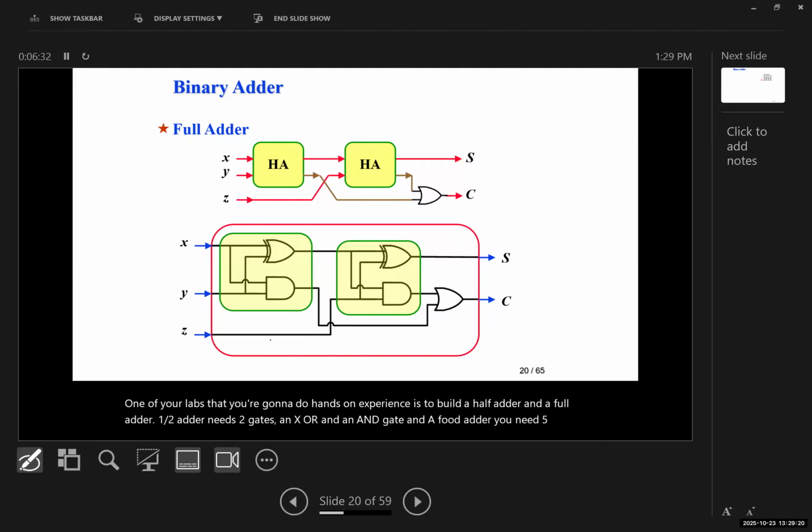Now let's test the full adder that we built. Imagine if X is 1, Y is 0, and Z is equal to 1. I want you to find the sum and the carry in this. I want to check and see if the design is correct. So X is 1, Y is 0, and Z is 1. I want you to think on it for a few seconds.